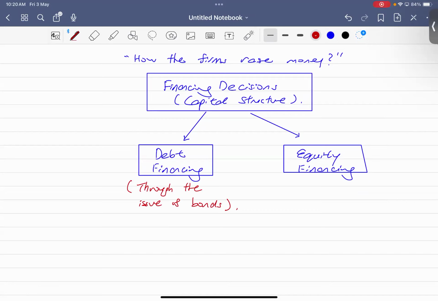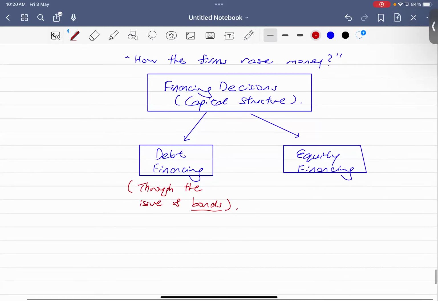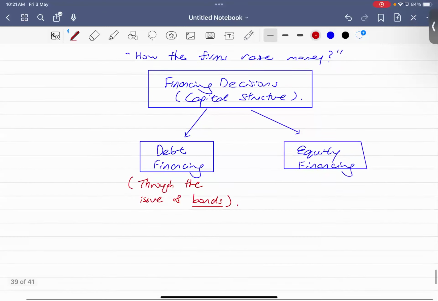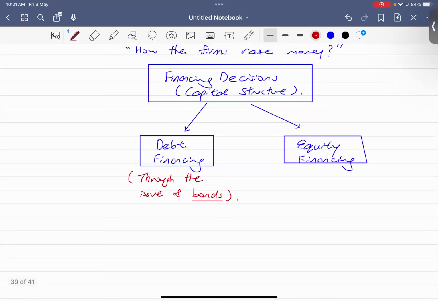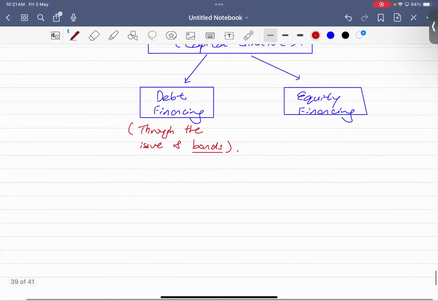The debts over here, I'm not only referring to the loans, I'm also referring to the issue of bonds. Sometimes firms can actually issue bonds in order for them to raise money for their business. How do the bonds work? I want everyone to see this situation.